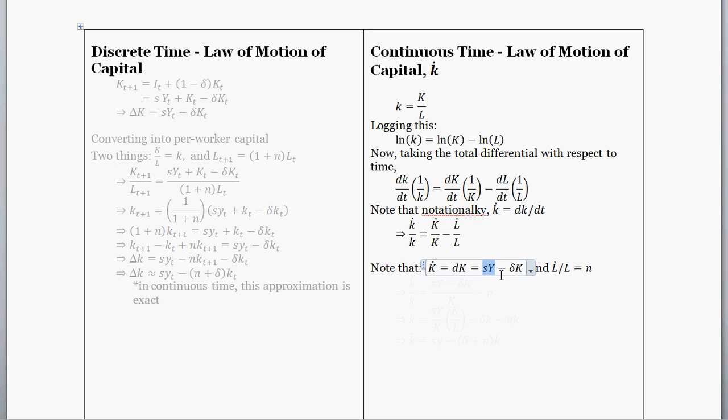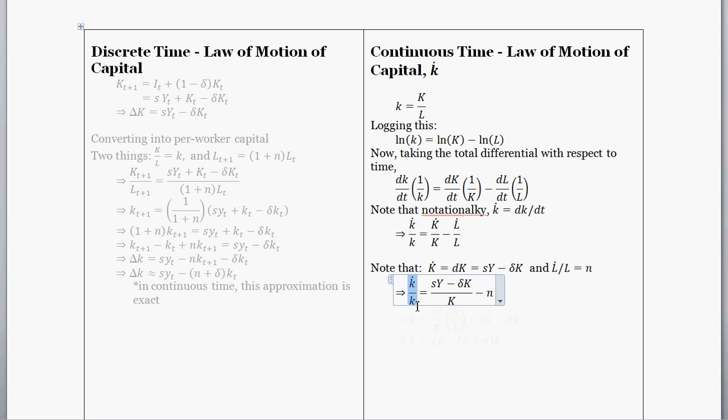K dot increases with investment, so that's savings times aggregate output, and then a part of capital is destroyed each period, defined by the depreciation rate. So it increases by this and then minus the depreciation rate. So this K dot, the change in capital, is equal to investment minus how much is destroyed, depreciation. So plugging in our value for K dot and plugging in the growth rate of labor, we get the following.